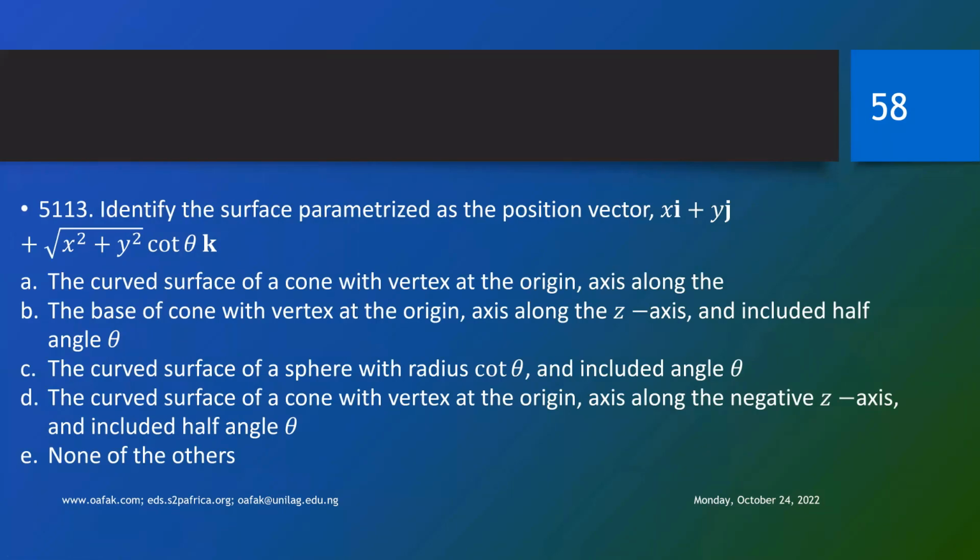Okay, 5113. Identify the surface parameterized as the position vector x i plus y j plus the square root of x squared plus y squared cot theta k. That is 5113. The answer A here is missing some details. It should say axis along the z-axis. That's the question, answer A: axis along z. Okay, I'm going to move to the next question.